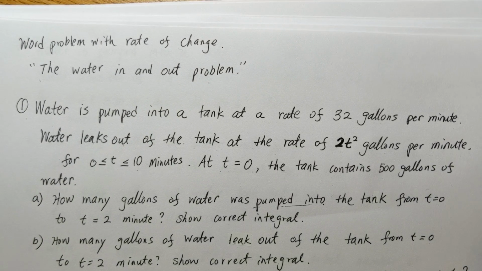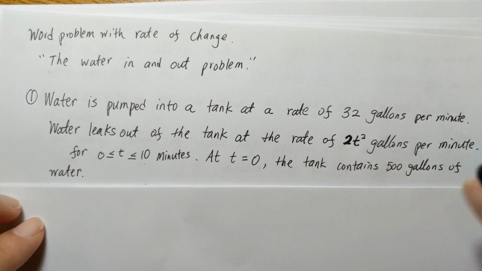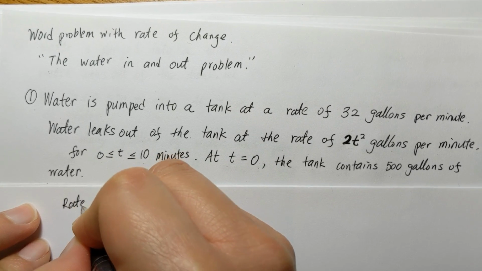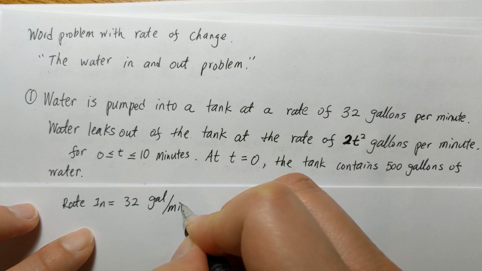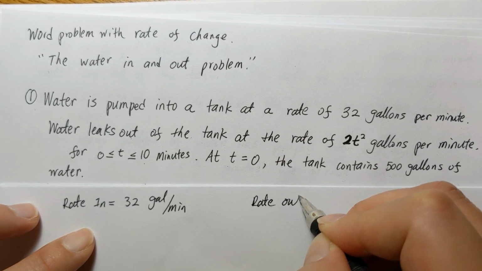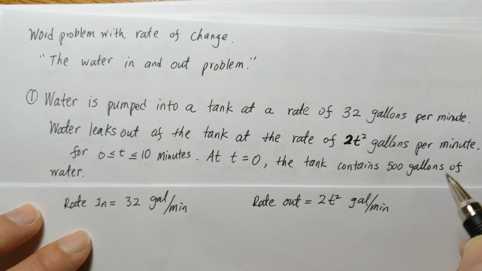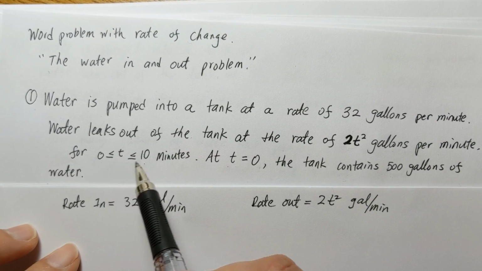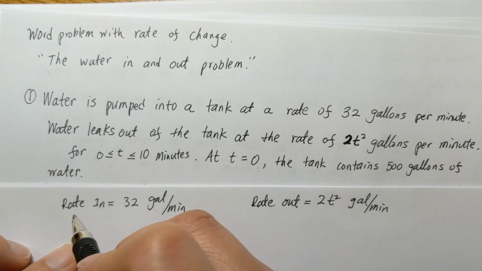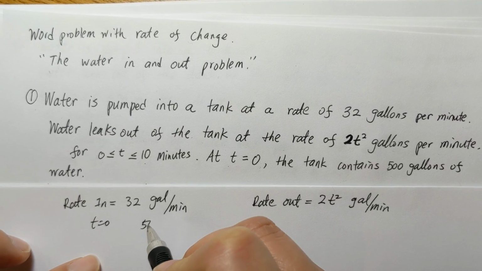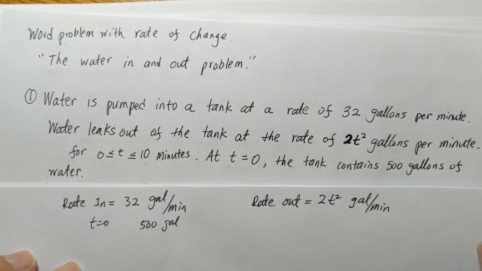So we have the information given. Let's write down the given information. We have the rate in, that is 32 gallons per minute. And then the rate out, that is 2t squared gallons per minute. And the time is between 0 and 10. At t equals 0, the tank contains 500 gallons of water. So these are the initial information.